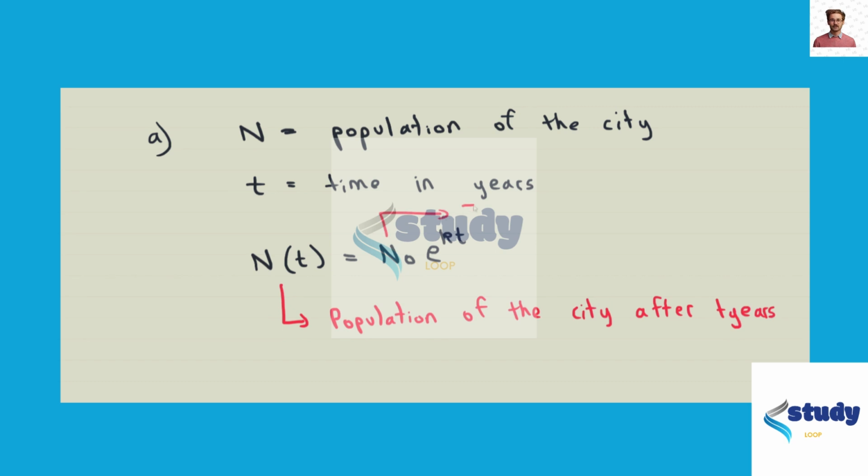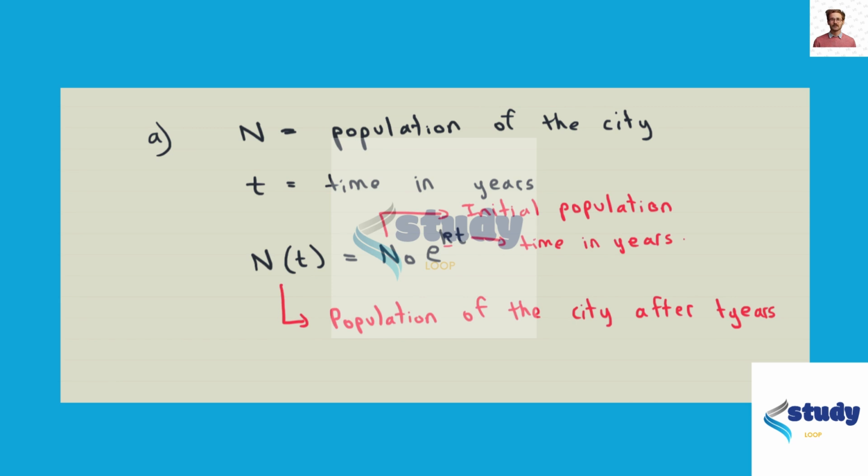N0 gives us the initial population of the city from whichever year we start to measure, k is a constant, and t is the time in years. We can call k the growth rate as well, since the population goes on increasing here.